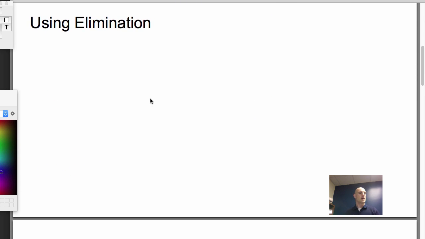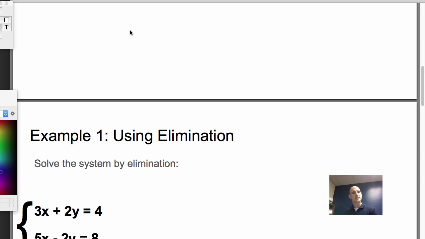Using elimination. Elimination is going to be a process where we have the two equations and we're going to eliminate one of the variables by adding the equations together or subtracting to get rid of one of the variables. Okay, so we are eliminating, getting rid of one of the variables. Let's see how it works.